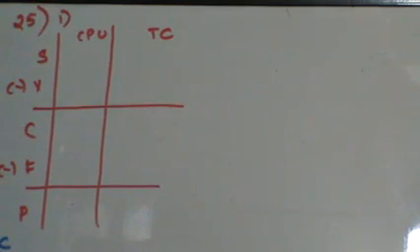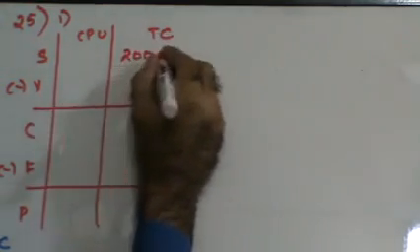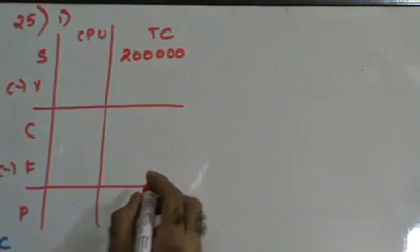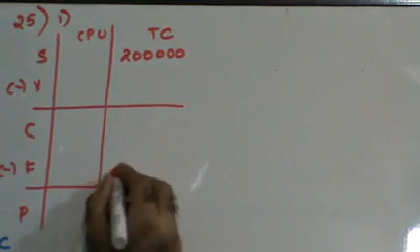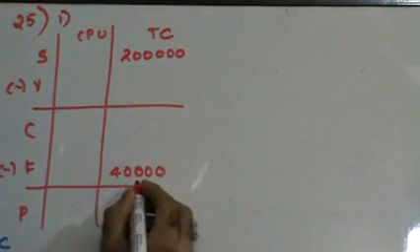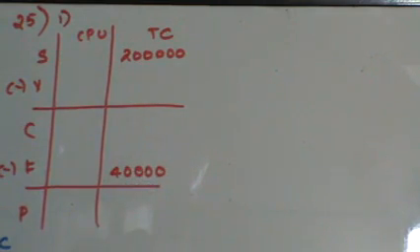Let's start. 25th sum. Ascertain the profit when sales is 2 lakhs. Sales is given to you as 2 lakhs. Fixed cost is 40,000. And BEP is 1,60,000. They've given you that BEP is 1,60,000.